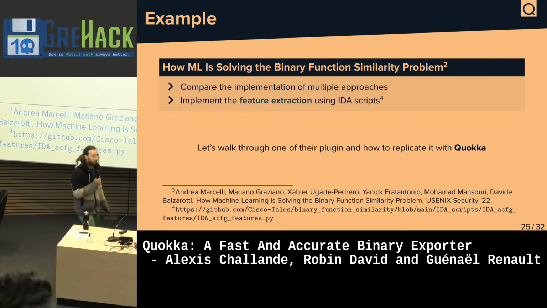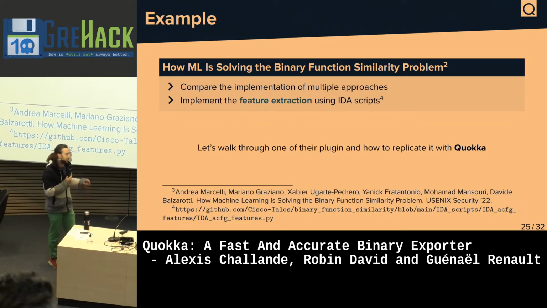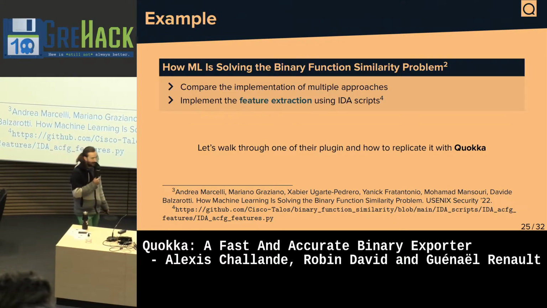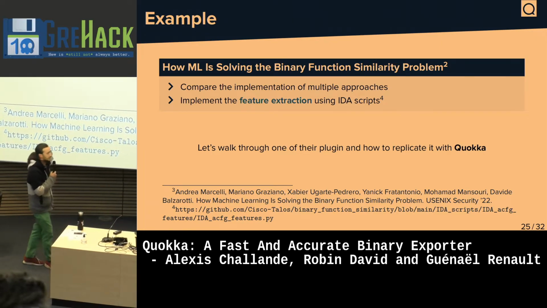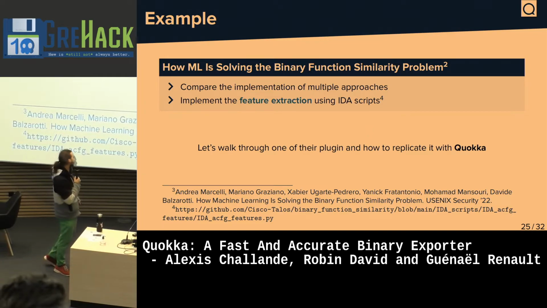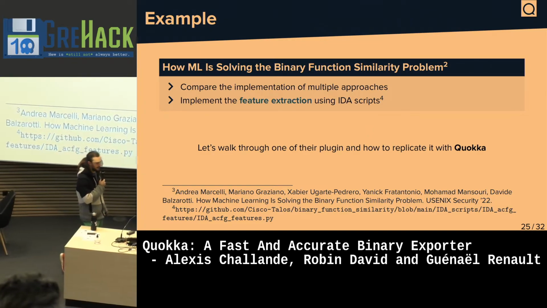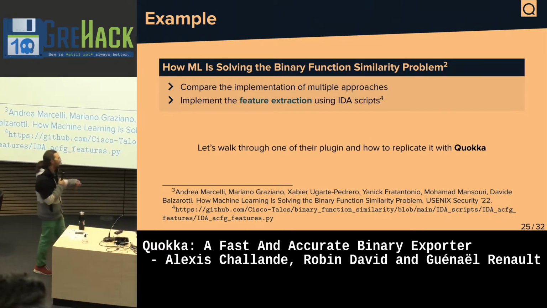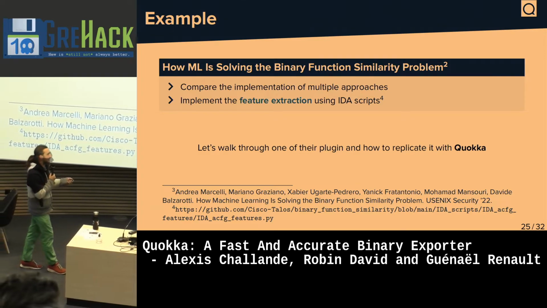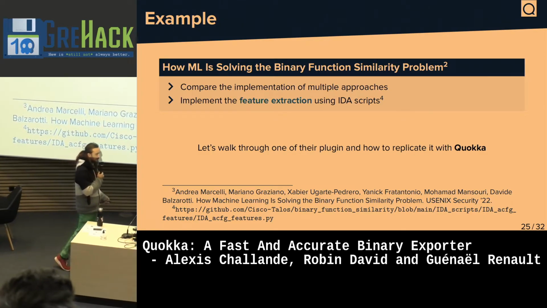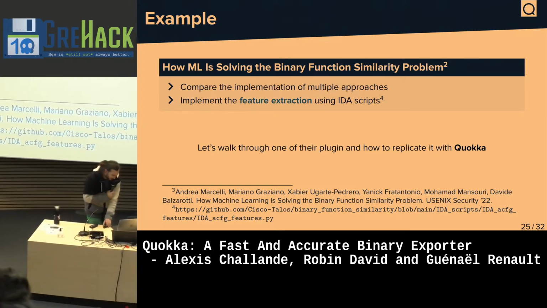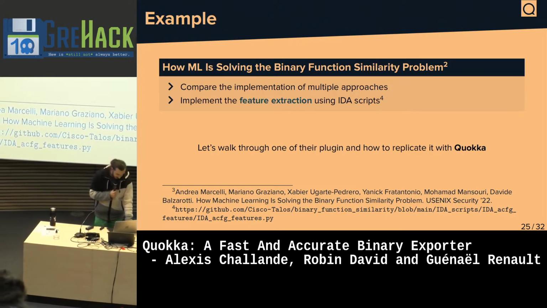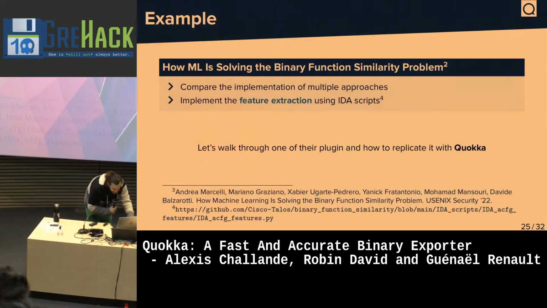For this paper, they had to write a feature extraction for every function in the binary dataset, and they did it using IDA. They have a lot of IDA scripts within their dataset on GitHub, and you can look at them because they're quite nicely done. But let's see how we can do this without using the IDA API at all.